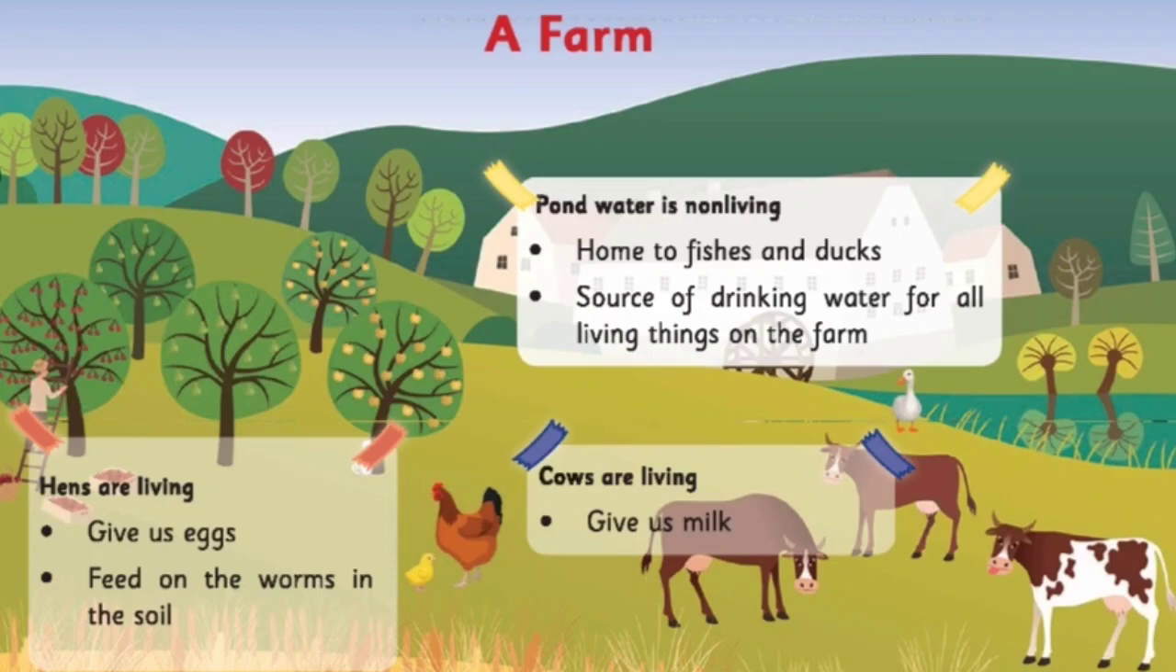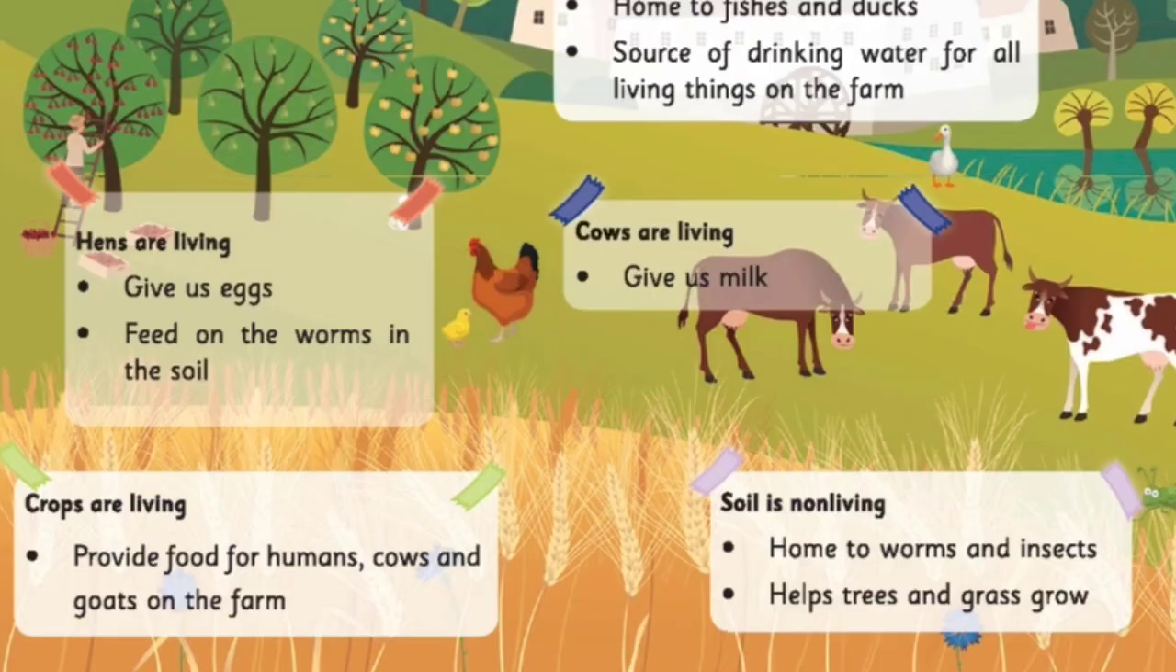And what about the crops? What are crops? We grow rice and wheat, right? They are all living things and they provide food for humans, cows and goats on the farm. So crops are living and they are providing us food.